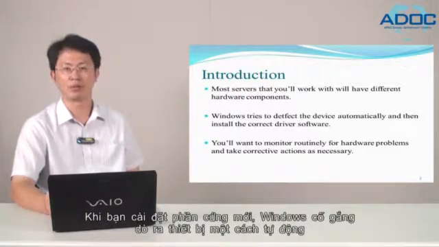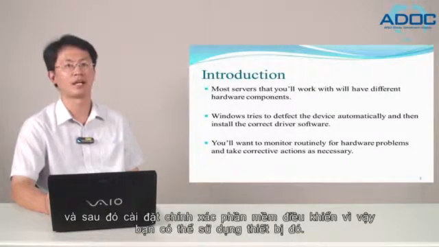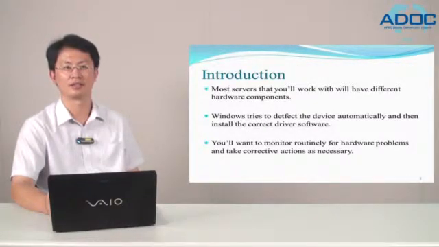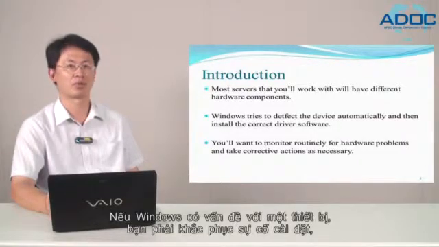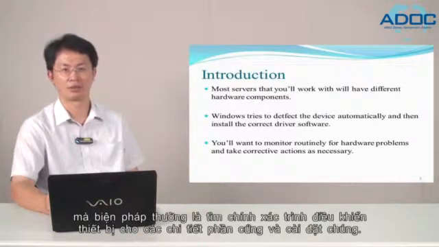When you install new hardware, Windows tries to detect the device automatically and then install the correct driver software so that you can use the device. If Windows has a problem with a device, you must troubleshoot the installation, which usually means finding the correct device drivers for the hardware components and installing them.